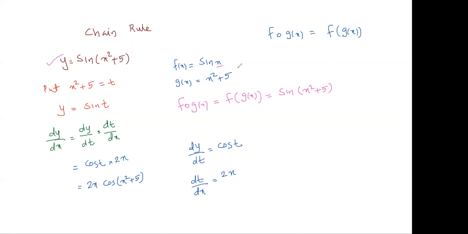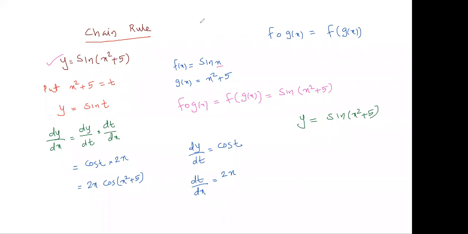This can be extended to any number of functions. But now I will tell you, chain rule is a shortcut method, there is no need to write by substituting. So listen here, it is y is equal to sin of x square plus 5. You do not need to substitute t is equal to x square plus 5 and y is equal to sin t, you can answer in a single step. So you can see this is of the form sin x.